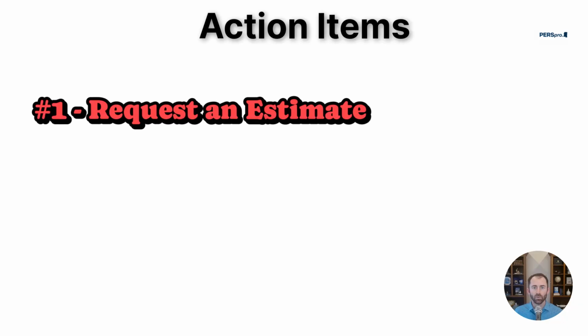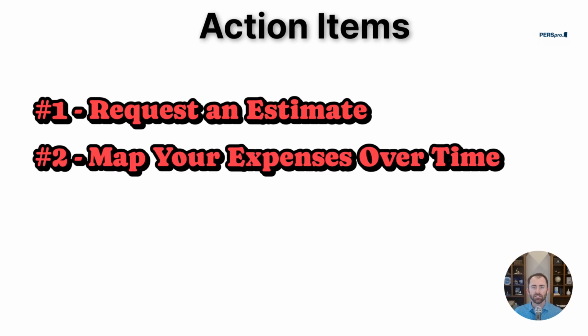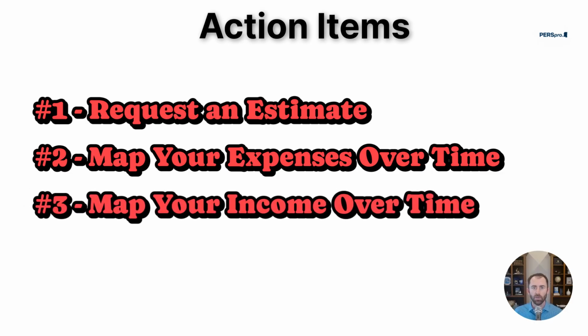To apply this framework to your own retirement, here are your action items for today. 1. Request an estimate. Contact PERS to get your unaudited estimate of benefits that shows what your monthly benefit amount would be for each of your 7 PERS options. 2. Map your expenses over time. Know what you spend today and how that will change both over time and for a surviving beneficiary. 3. Map your income over time. Know what income your assets will generate over time and be aware of both the benefit and tax implications of withdrawal timing decisions. I hope this video helps you select the right PERS retirement option for your retirement.